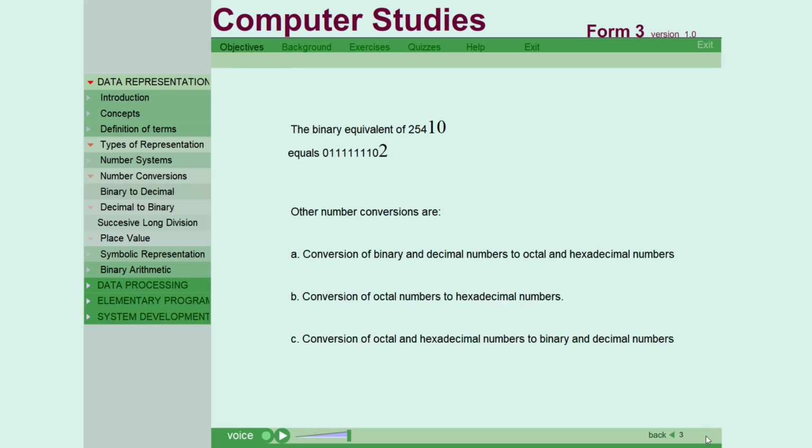Step 3. The binary equivalent of 254 to the base of 10 equals 011111110 to the base of 2. Other number conversions are conversion of binary and decimal numbers to octal and hexadecimal numbers, conversion of octal numbers to hexadecimal numbers, conversion of octal and hexadecimal numbers to binary and decimal numbers.